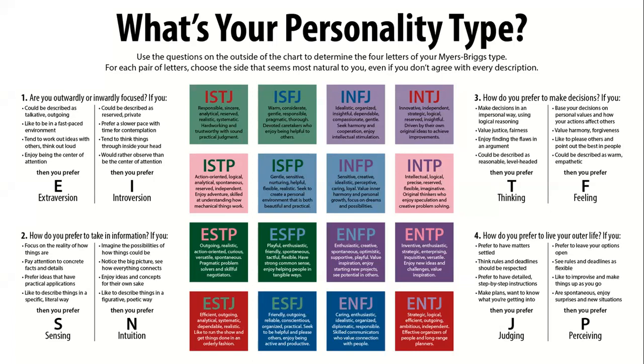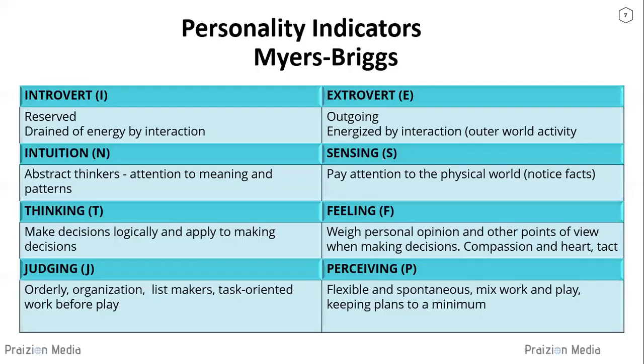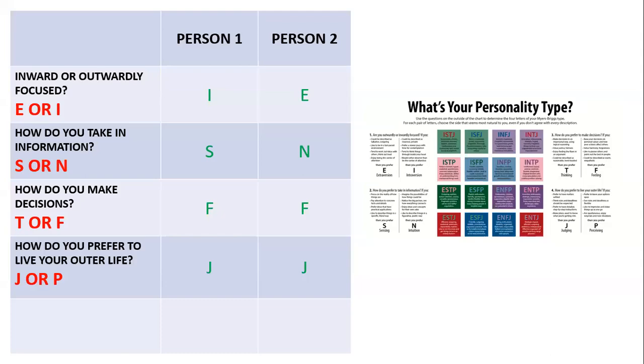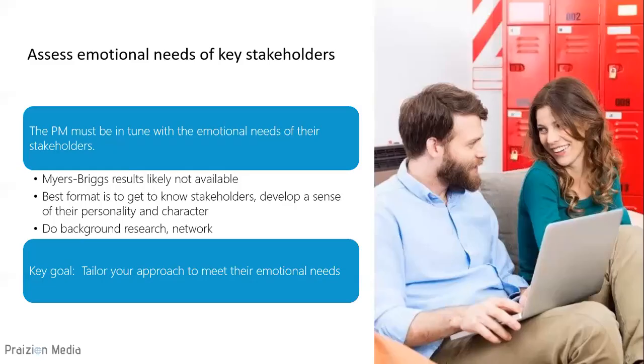Extroversion and introversion is pretty straightforward. We've heard from a few students that they got upwards of 2 or 3 questions on the exam. So my advice to you would be to really master it, all right? The overall thing is the PM needs to be in tune with the emotional needs of his stakeholders. To be quite honest, Myers-Briggs results may not be available, so the best format is to get to know stakeholders, develop a sense of their personality and character, do background and research work. The PMI talks about a communication styles assessment. It's helpful in understanding your stakeholders.